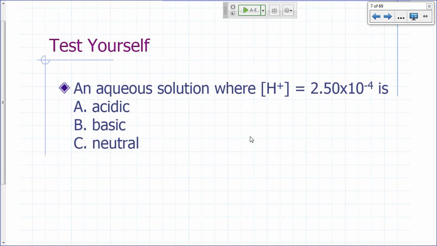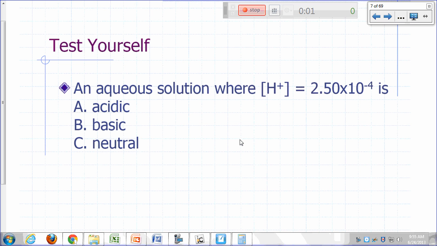So, test yourself. H plus is 2.5 times 10 to the negative 4. Is this solution acidic or basic?